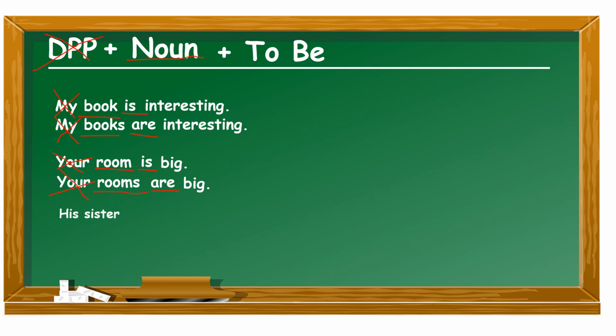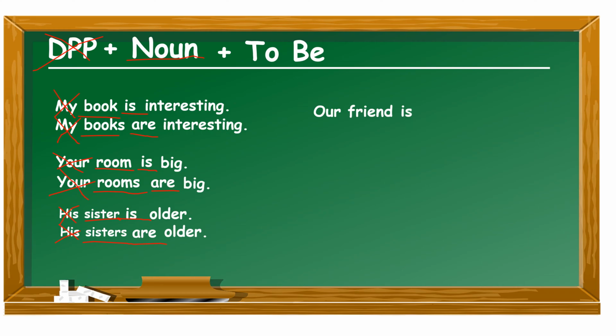And once again, what we see is that the dependent possessive pronoun had no role in determining the form of to be. Third example would be his sister is older. And once again, to be is in the singular form, and the reason is because the noun is in the singular form. But if you say his sisters, then you have to say are older. And the reason is again the same, because the noun is in the plural form. And once again, the dependent possessive pronoun, which is his, had no role in determining the form of to be.